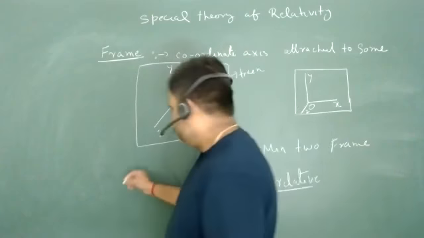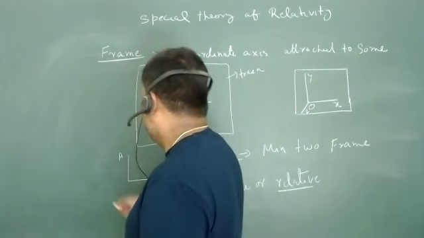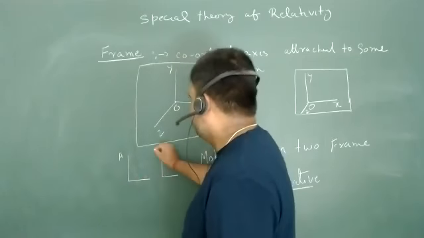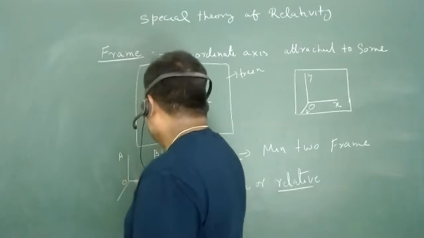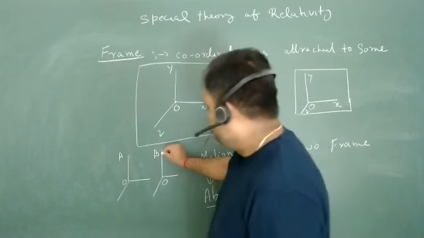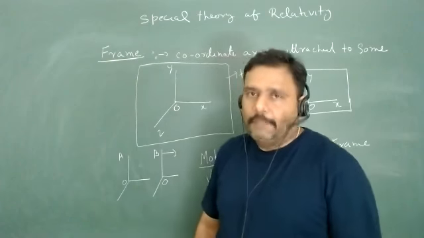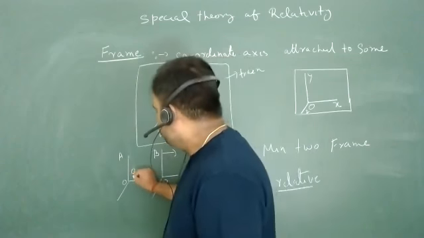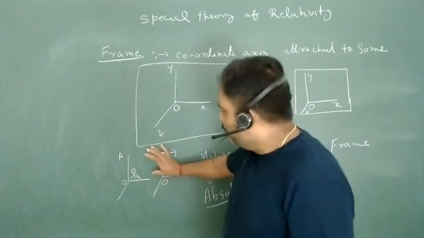For example, let's say there is a frame A and there is a frame B. Obviously, there is one axis attached to frame A and another axis attached to frame B. If I am saying frame B is moving with respect to frame A, what is the meaning of that? If the observer is sitting on frame A, then he will see that frame B is moving.